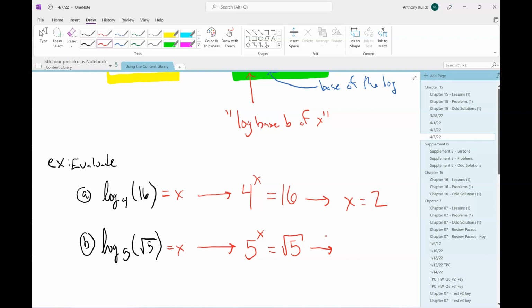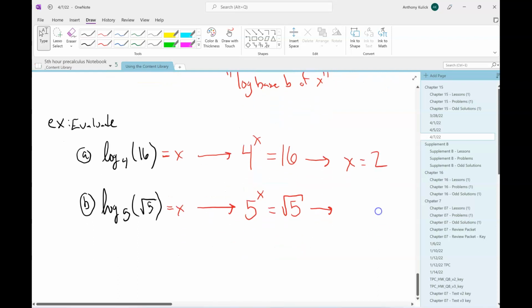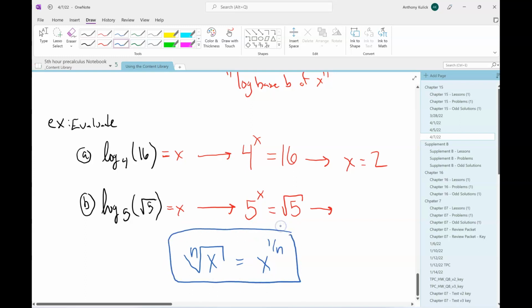We're relying on a fact that we would remember from Algebra 2. Uh-oh. Jack, you're in trouble here. So in Algebra 2, one of the things we learned is that we can rewrite any radical as an exponential.